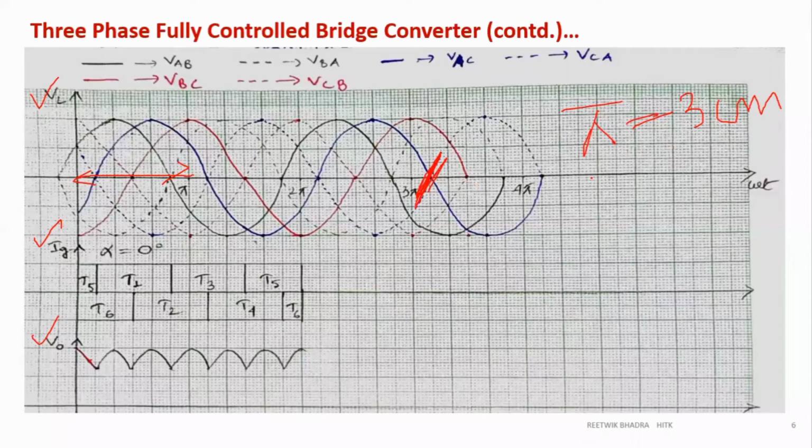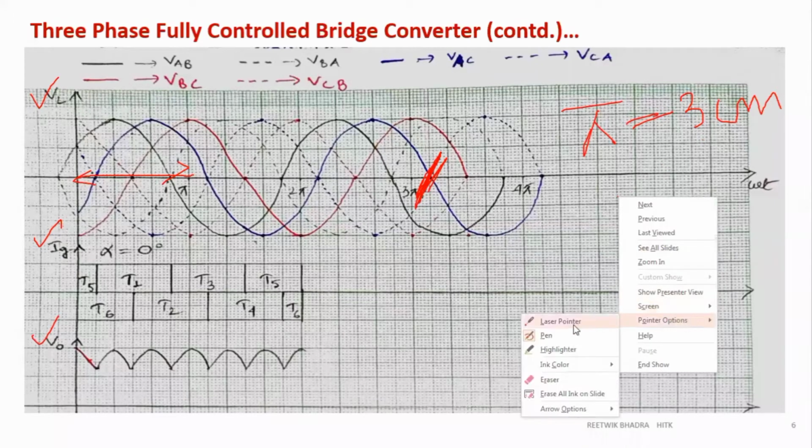So the main important point is, 180 degree equal to 3 centimeter. Draw the figure of line voltage up to pi. Now next, how you have to draw it.